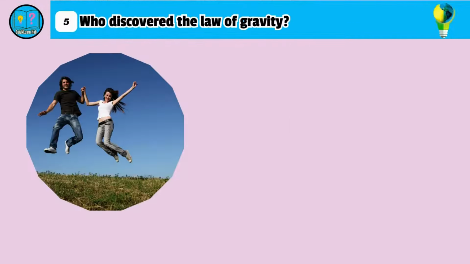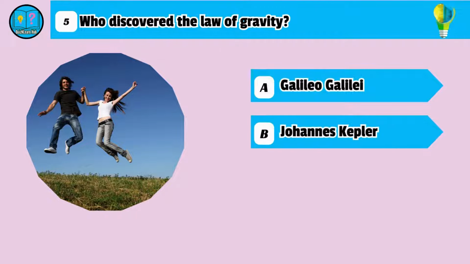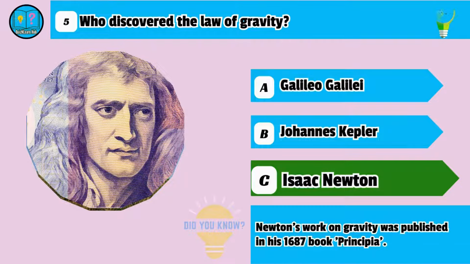5. Who discovered the law of gravity? Galileo Galilei, Johannes Kepler, Isaac Newton. Isaac Newton. Newton's work on gravity was published in his 1687 book, Principia.